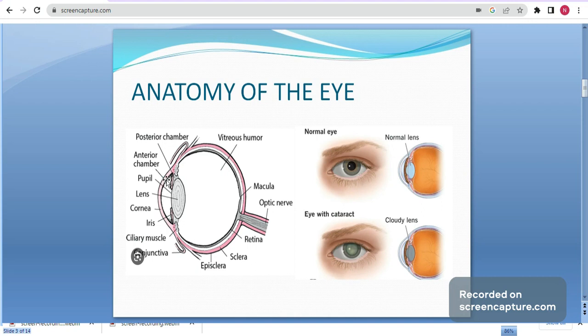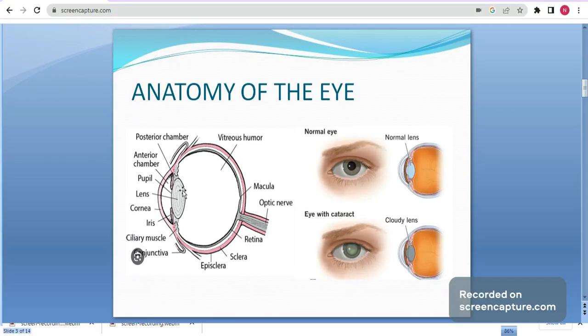The anterior chamber is from the start of the cornea up to the lens, and the posterior chamber has the lens and the posterior capsule of the lens. So this is the anterior chamber and this is the posterior chamber, and behind the posterior chamber is the posterior compartment, which extends from the back of the posterior capsule to the retina at the back. So this is the anatomy of the eye.